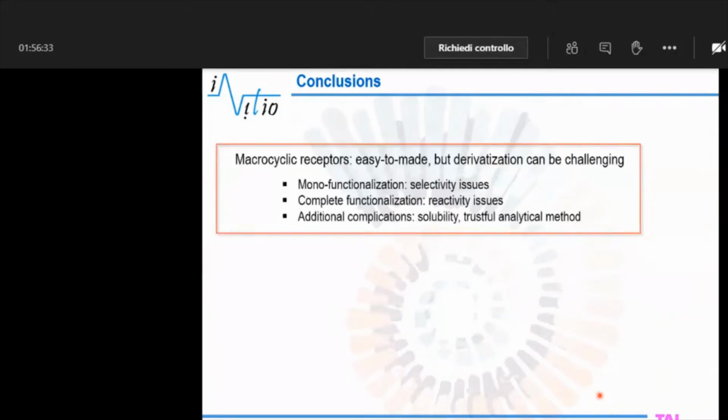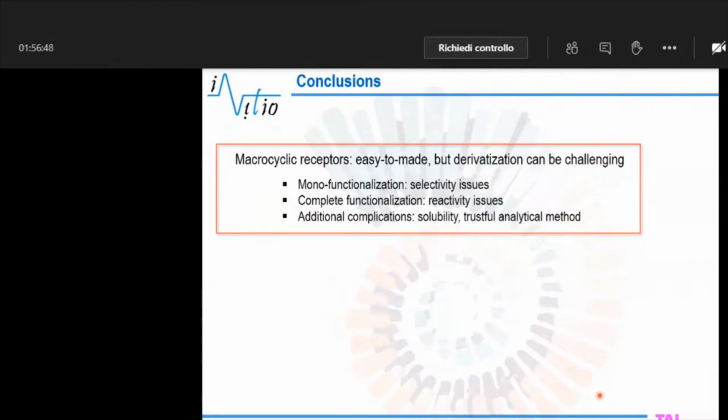And some brief conclusions, what we can learn from this. So basically, challenges, first of all, right? Macrocyclic receptors are numerous. They are generally quite easy to make, but their subsequent derivatization is rather difficult.